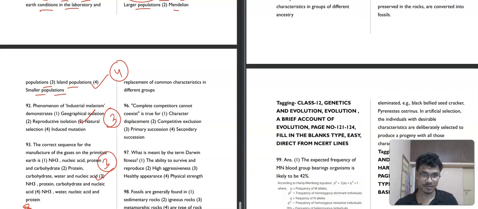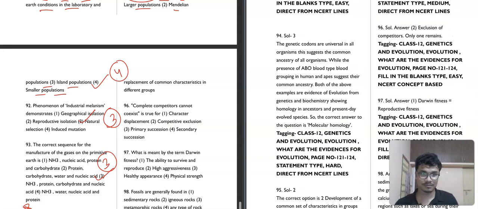Okay, let's go to 96. Complete competitors cannot coexist is true for character displacement, competitive exclusion, primary succession or secondary succession. This is for competitive exclusion. Competitive exclusion, only one remains. So second is the correct answer.